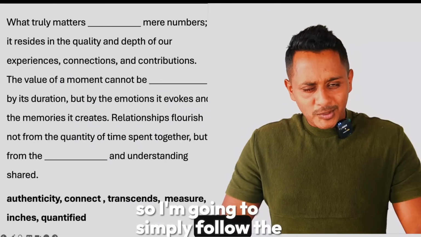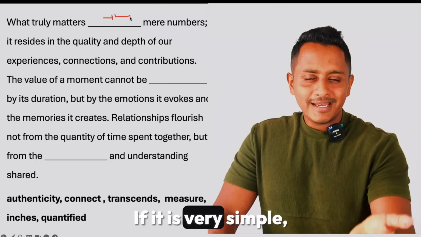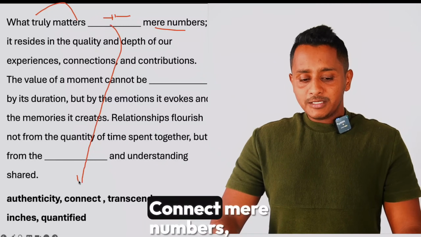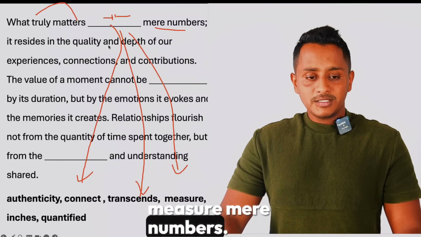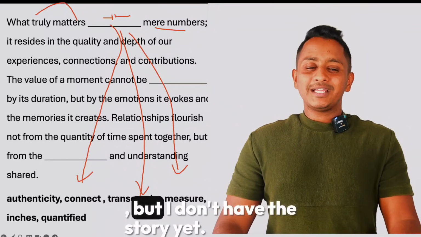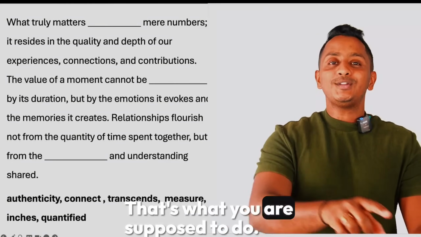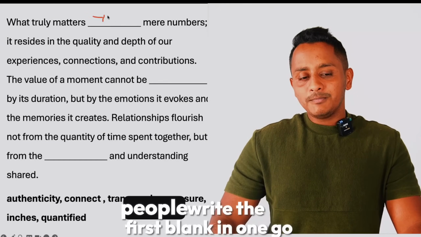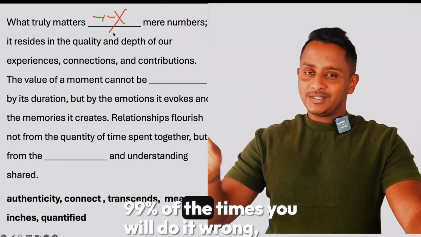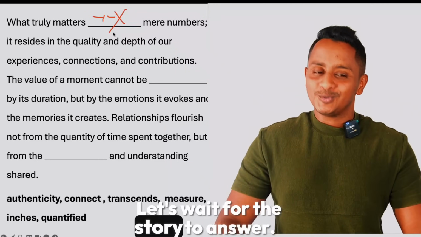Alright, so I'm going to simply follow the same approach. I'll not try to answer this in one go. If it were very simple, probably I would have. What truly matters, dash, mere numbers. What truly matters connect mere numbers, transcends mere numbers, measure mere numbers. These three are fitting with respect to grammar, but I don't have the story yet. So what do I do? I leave it empty and I continue. That's what you are supposed to do. If you don't, 100% of people write the first blank in one go, and 99.99% of the time you will do it wrong, especially for the first blank, because you don't have the story yet. Let's wait for the story to unfold.